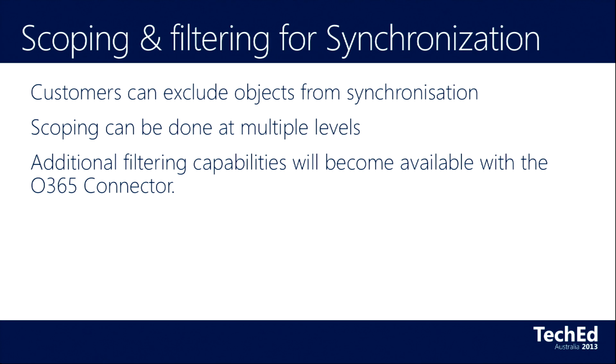Okay, I'm going to touch on scoping and filtering for synchronization using dsync. Now, this is a fairly new feature, but customers can now exclude, so the filter is an exclusion filter, objects from synchronization to Azure Active Directory. And this can be scoped in multiple ways. So the first one is we can filter based on our domain. We can filter based on membership in an OU. So if a user is in a specific OU, exclude them from being synchronized.